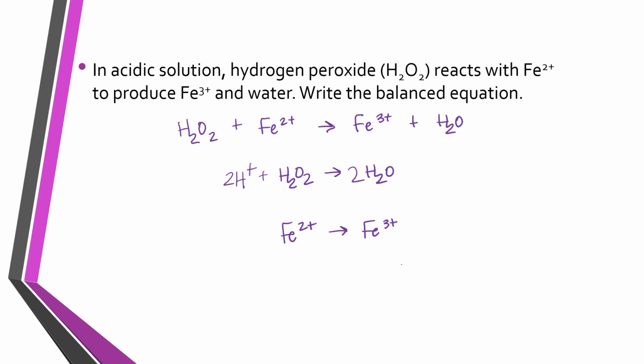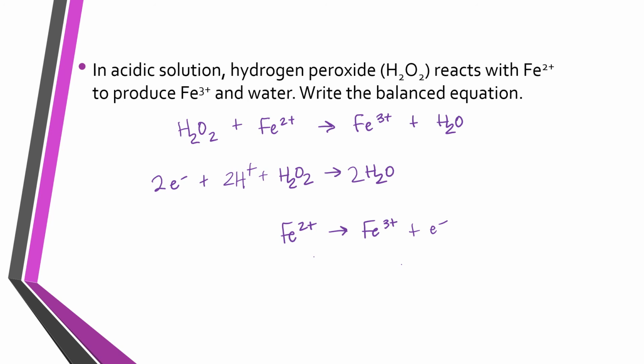So now I need to use my electrons to balance charges. Up here I have +2 on the left and no charge on the right. So I'm going to add 2 electrons to balance that out. On the bottom I have +2 on the left and +3 on the right. So I'm going to add an electron to the right to balance that out. Again, my top reaction is my reduction reaction. My bottom reaction is my oxidation reaction.